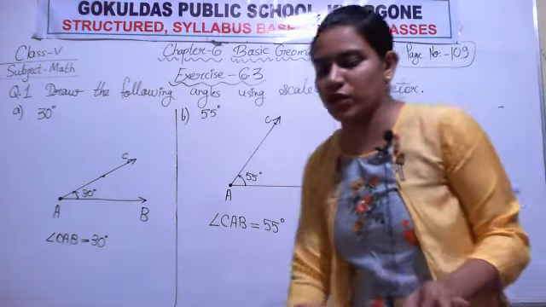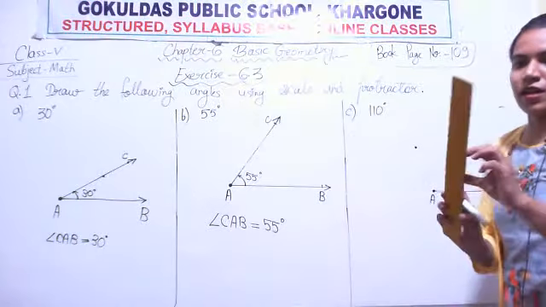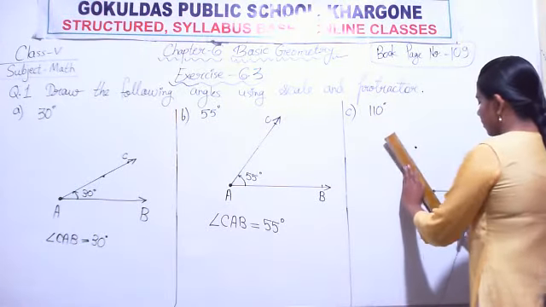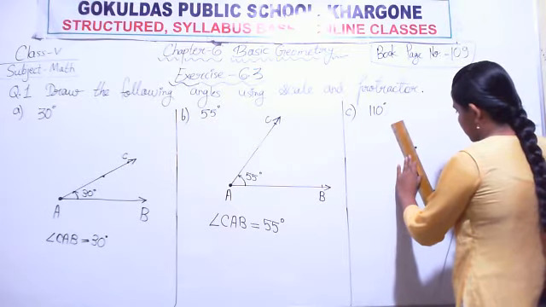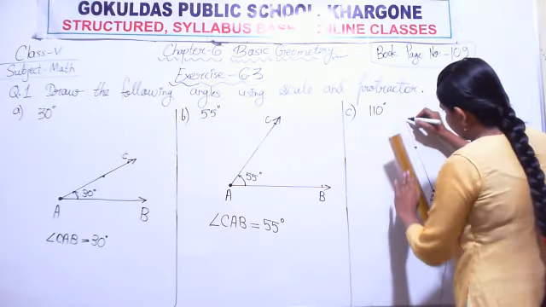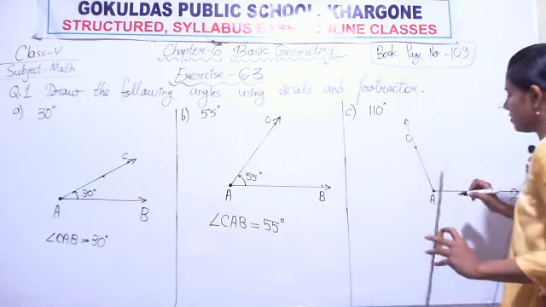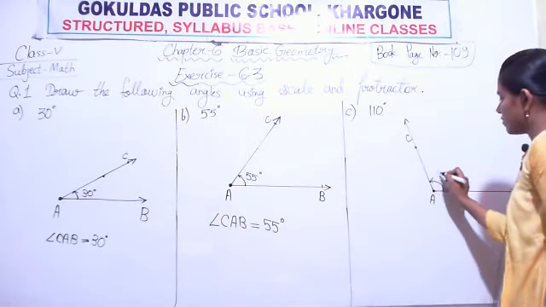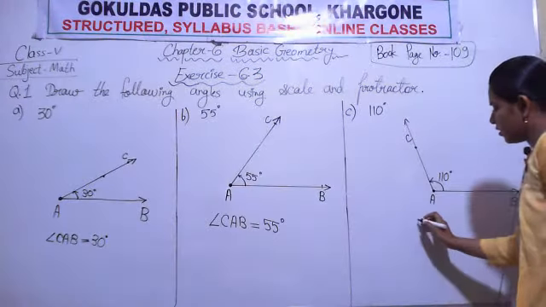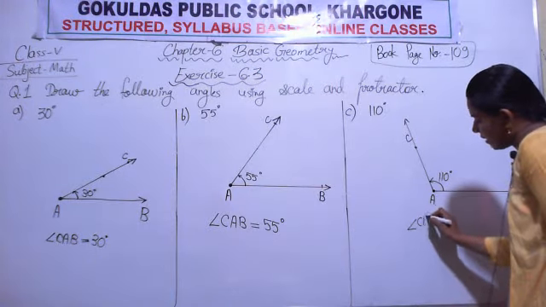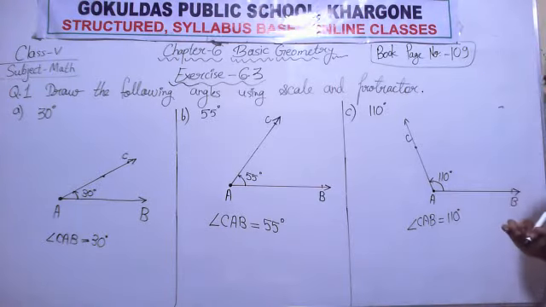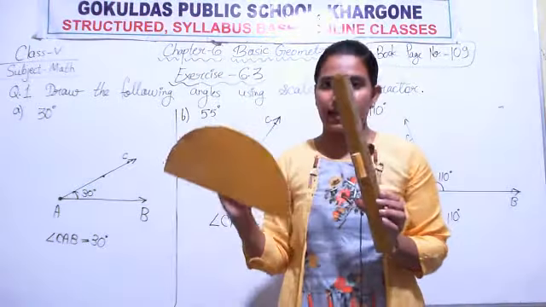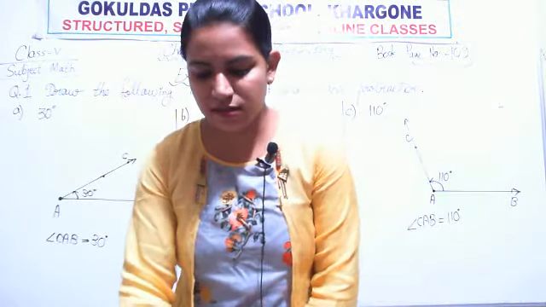Now you can remove your protractor. Take the help of a scale to join both the points, point A and point C. So this point is point C and this measure is 110 degree. So angle CAB is 110 degree. So this is how we draw an angle by using a scale and protractor. Now next, D.